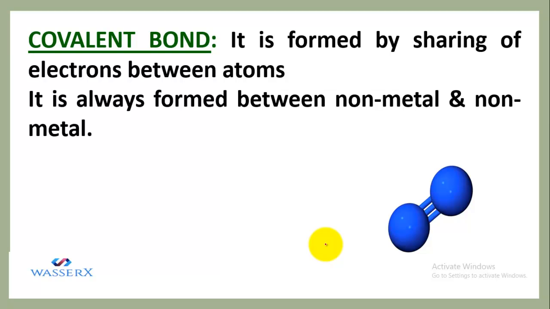We are going to focus on the covalent bond in this video. So what is a covalent bond? As you know, an ionic bond is a bond formed by transfer of electrons. That is, it is formed between a metal and a non-metal. One is losing an electron and the other is accepting an electron.